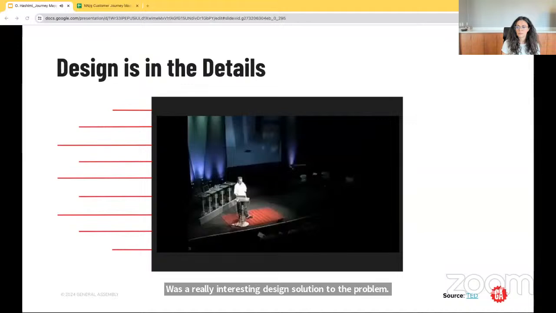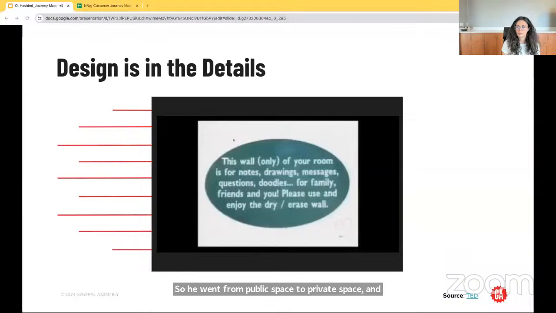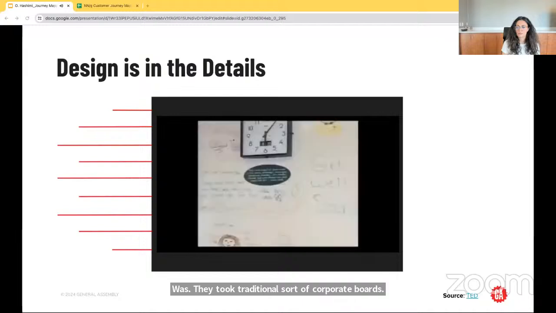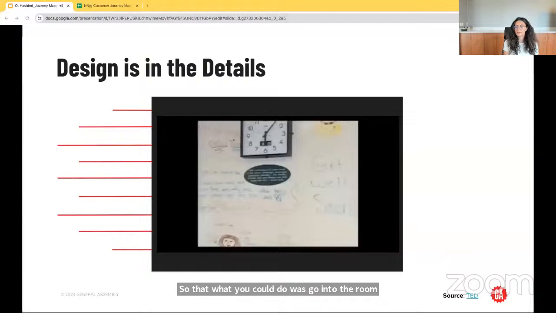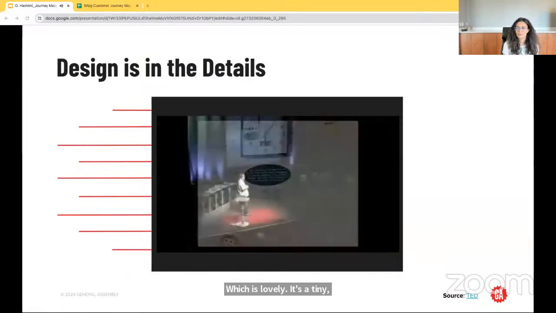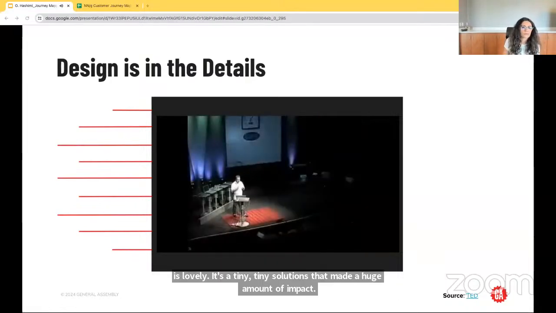And another idea, again, that came from one of the nurses, which I love, was they took traditional sort of corporate whiteboards, then they put them on one wall of the patient's room and they put this sticker there, so that what you could actually do was go into the room and write messages to the person who was sick in that room, which was lovely. So tiny, tiny, tiny solutions that made a huge amount of impact. I thought that was a really, really nice example.